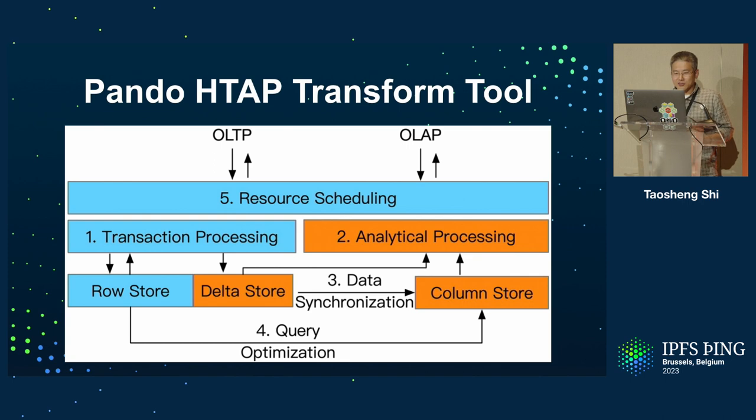Okay, let me give a short introduction about the principle of the HTAP transformation. Basically, HTAP combines OLAP and OLTP together. As you can see, the left side is for OLTP, the right side is for OLAP. There are steps 1, 2, 3, 4. But for the row store layer, the delta store will be synchronized with the column store. That means the row store will be synced in real time with the column store. That can make OLTP and OLAP very quick.